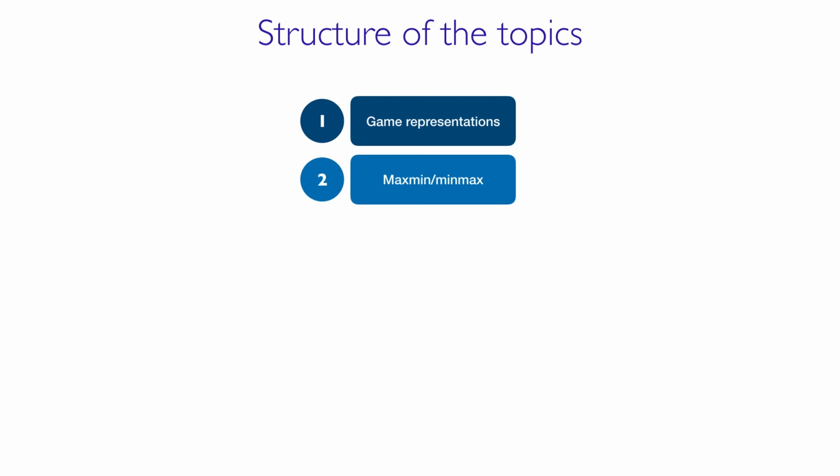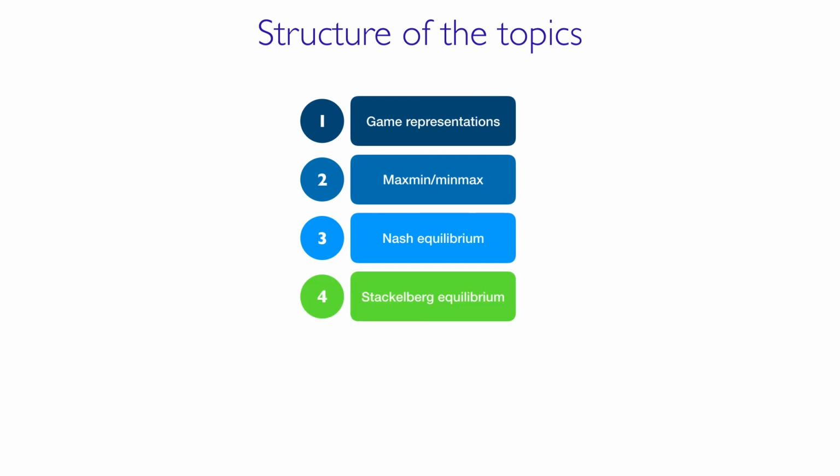Subsequently, the computation of the max-min, min-max strategies is presented. Then the Nash equilibrium is analyzed both in terms of computational complexity and in terms of algorithms. The last solution concept discussed in the lectures is the Stackelberg equilibrium. Finally, the last topic on algorithmic game theory is a special class of games called congestion games.